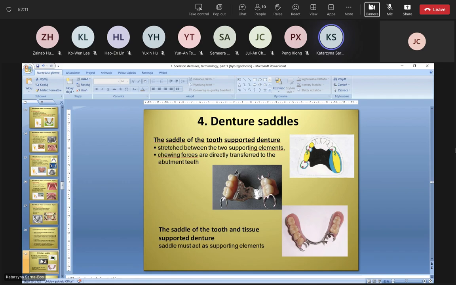Next, the denture saddles. The saddle of the tooth supported denture is stretched between the two supporting elements, and the chewing forces are directly transferred to the abutment teeth, and here you have an example of that. And the saddle of the tooth and tissue supported denture saddles must act as the supporting elements, as you see here.